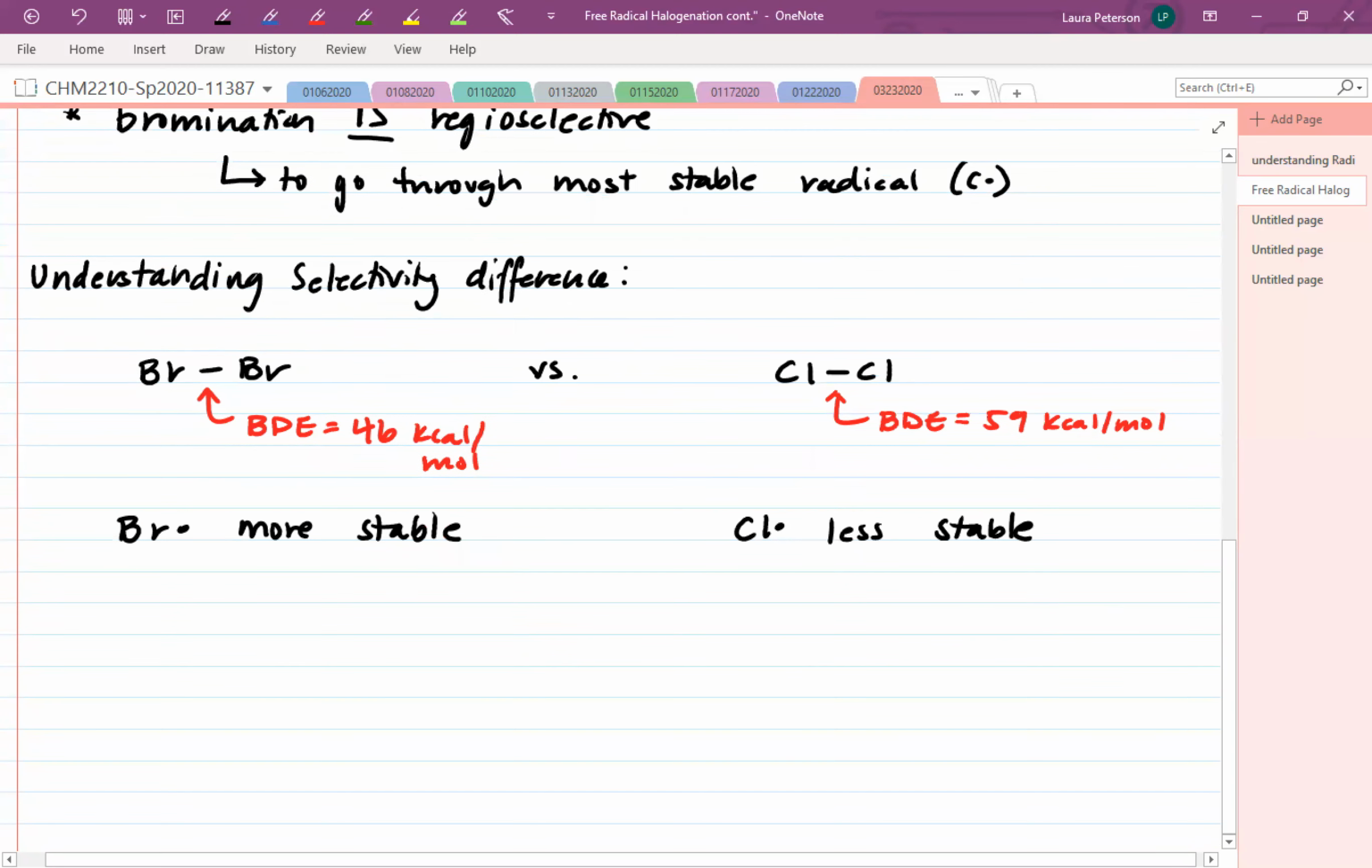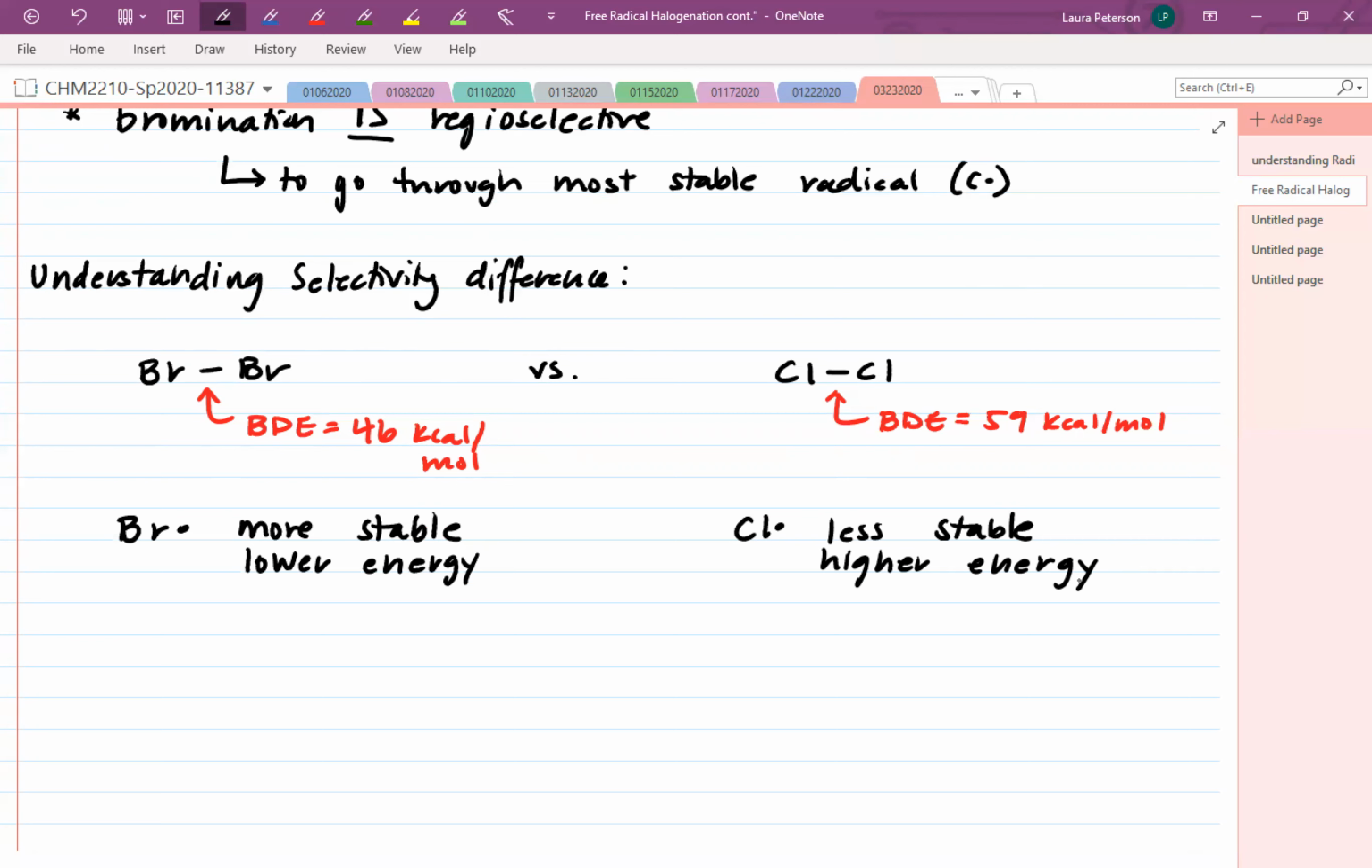Okay, so the bromine radical is more stable and the chlorine radical is less stable. Okay, so now let's try to think about that in terms of energy. So the bromine radical is more stable, therefore it's lower in energy. And then the chlorine radical, which is less stable, is higher in energy. Okay, so let's think about what that stability and those relative energies between the bromine and the chlorine radical have to do with selectivity?